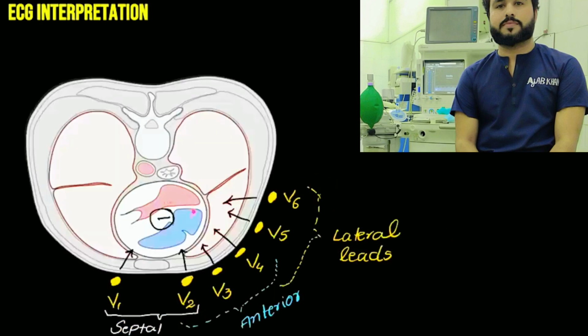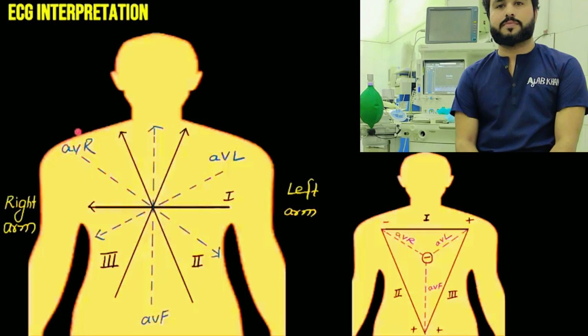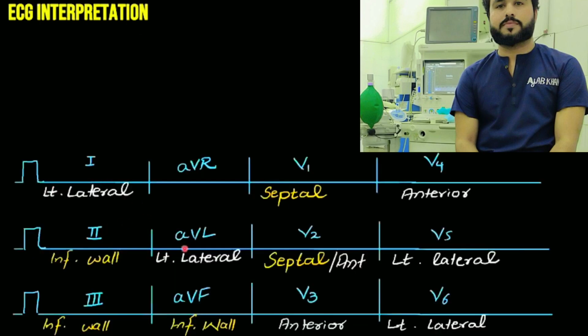Now, if I ask you, what are the leads looking at the lateral side of the heart? These are leads V4, V5, V6. And in the axial leads, what are the leads that are looking at the lateral side of the heart from positive to negative side? These are basically lead 1 looking at the lateral aspect of the heart from positive to negative, and lead AVL looking at the lateral aspect of the heart from positive to negative. So lead 1, lead AVL are looking at the left lateral aspect of the heart. Leads V5, V6 are also looking at the lateral aspect of the heart. So if there is a lateral wall MI, you will see changes in lead 1, lead AVL, lead V5, lead V6.